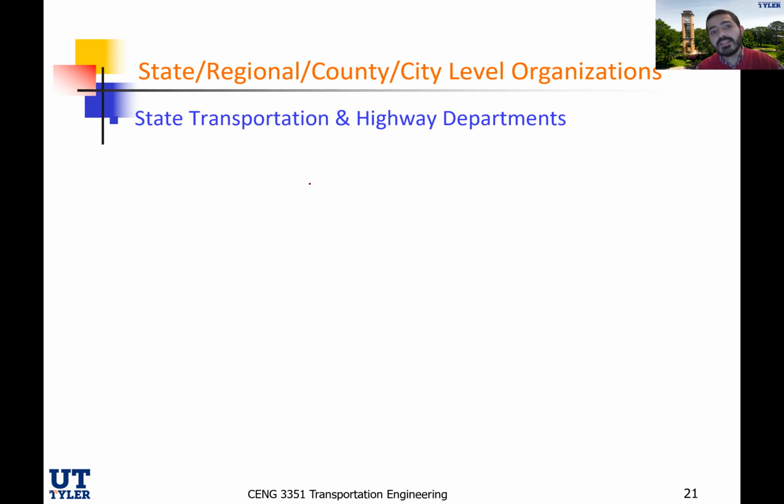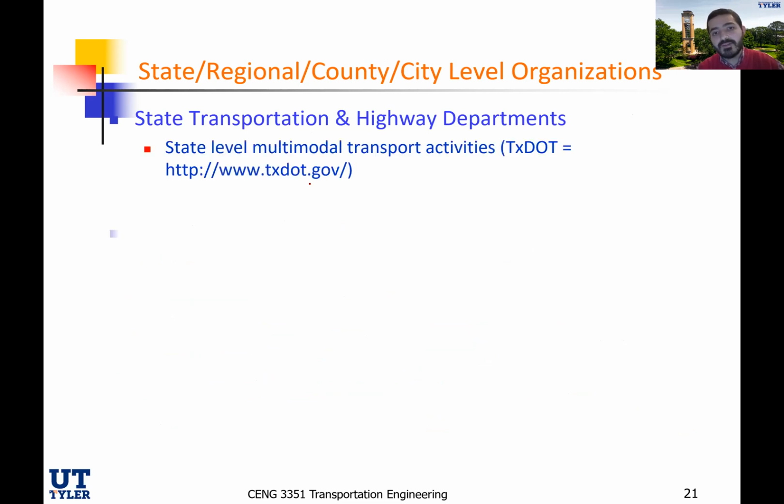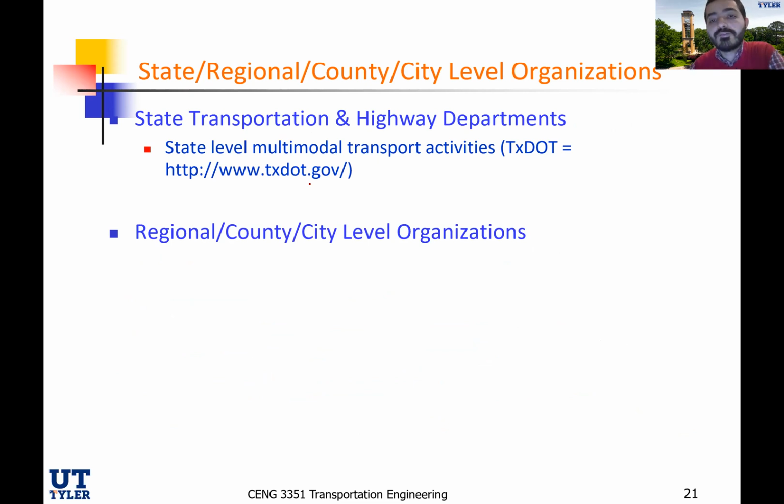There's also other state and regional and county, as well as city level organizations. So please go to Texas Department of Transportation. This is what I mean by TxDOT. I can ask also about this in the exam. It's one of the biggest DOTs in the nation. It handles thousands of miles.